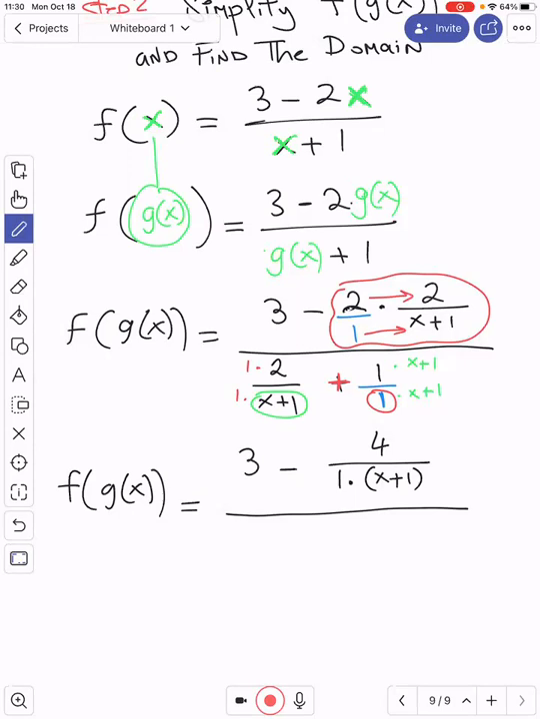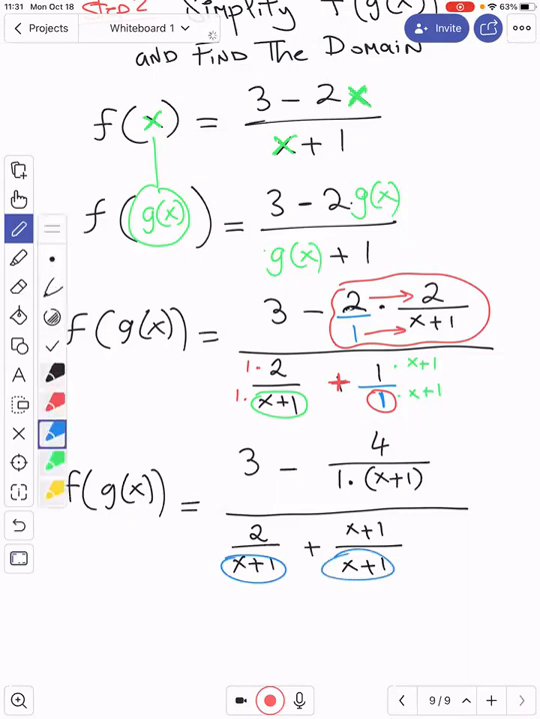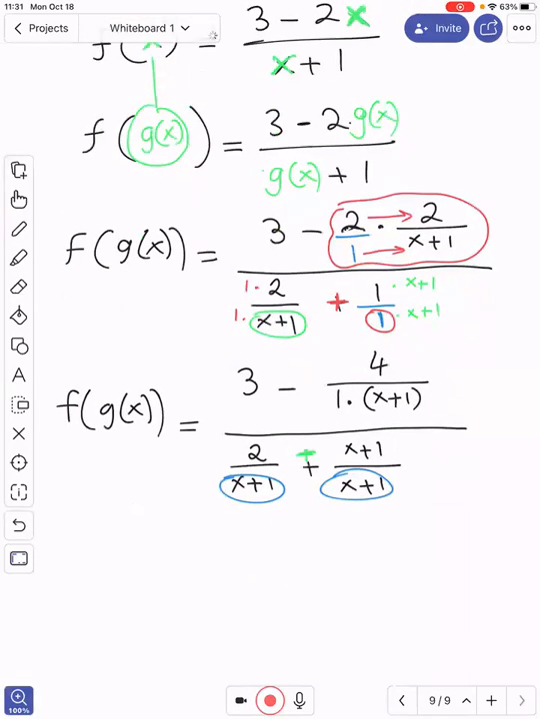All right, so this is just the first fraction, it's 1 times 2, which is of course just 2 over x plus 1, plus, and now this is 1 times x plus 1, so that will be x plus 1 over x plus 1. So as you can see now, guys, I got my common denominator, which is this x plus 1. Now, once you get the common denominator, you can add the tops, so you can add the 2 plus x plus 1.